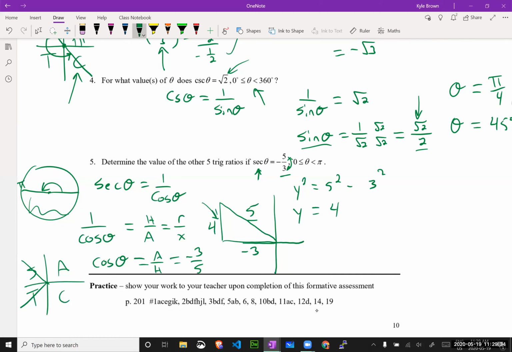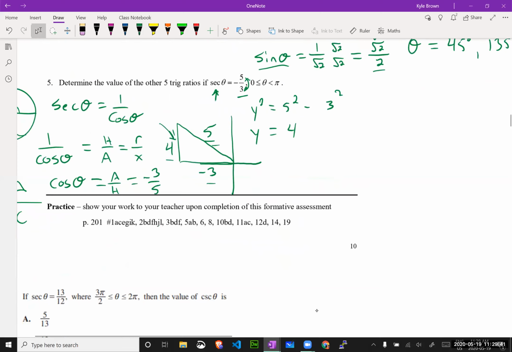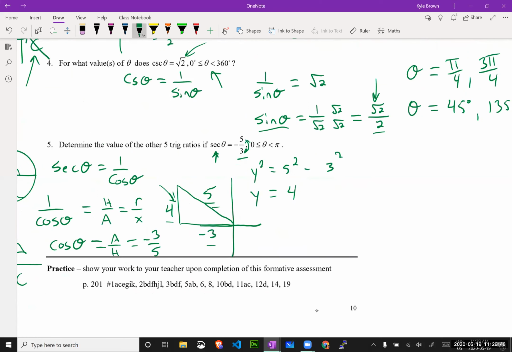Okay, now that we have all those written down, now the next part's easy, right? Once we have our triangle figured out, then we're just throwing them into where they belong. So it says the other 5 trig ratios. So I already figured out cos theta. So here, let's write all 6 of them down. So we'll say secant theta was what they just gave us. That was -5 over 3, which was hypotenuse over adjacent. Now cos theta is equal to -3 over 5.